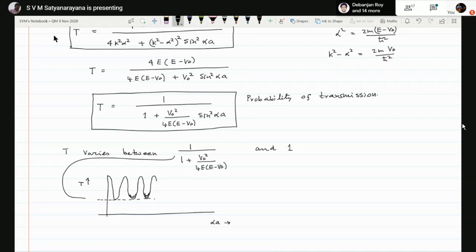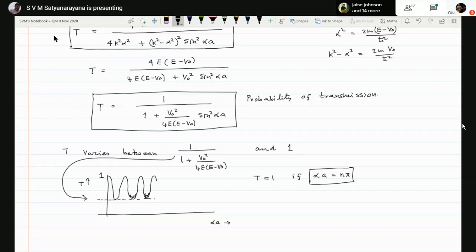This value is the minimum, and this is 1. Maximum is 1. And when does this maximum happen? So T is equal to 1 if alpha times A is equal to n times pi, because sine 0, sine pi, sine 2 pi, all those things are 0, so this becomes 1.